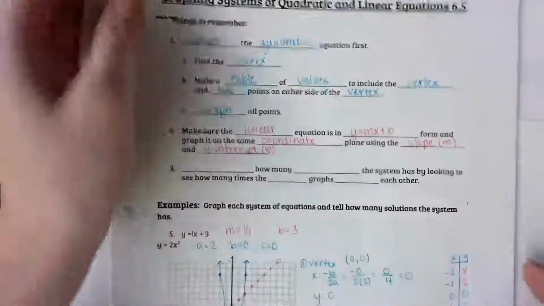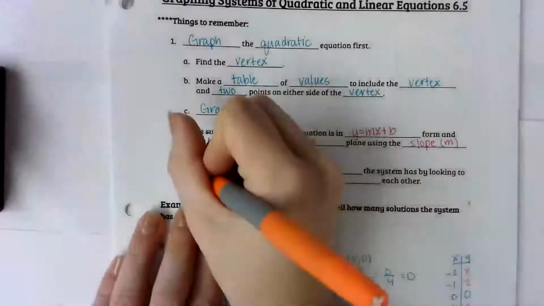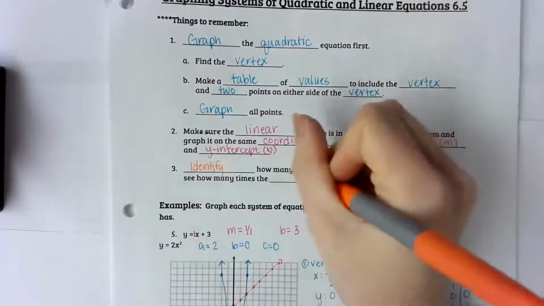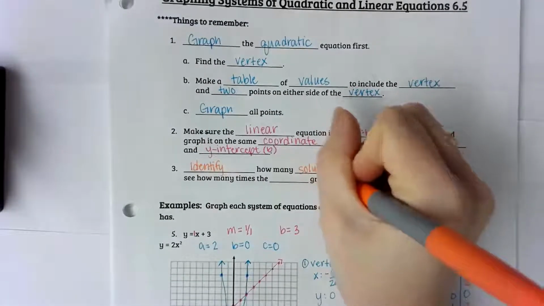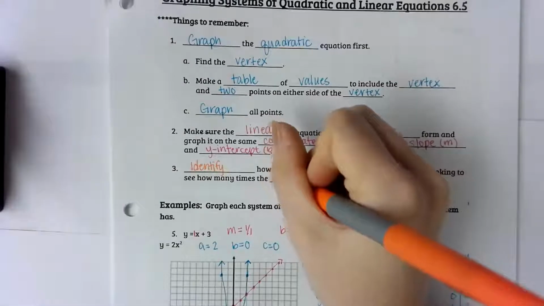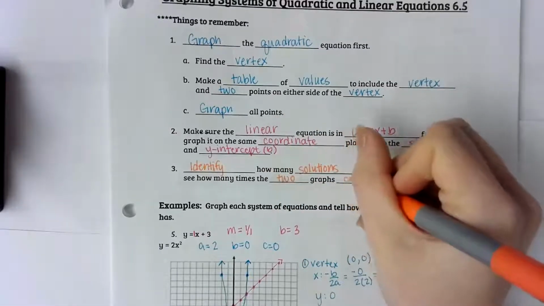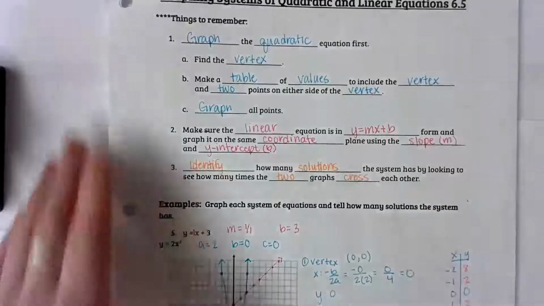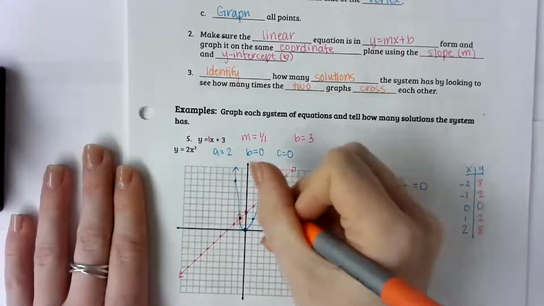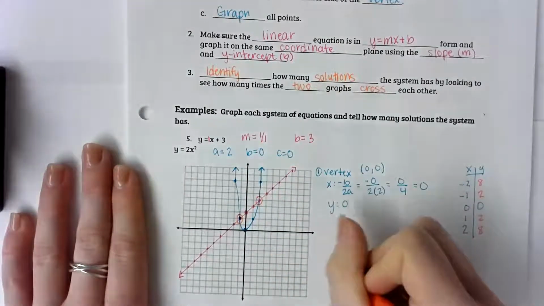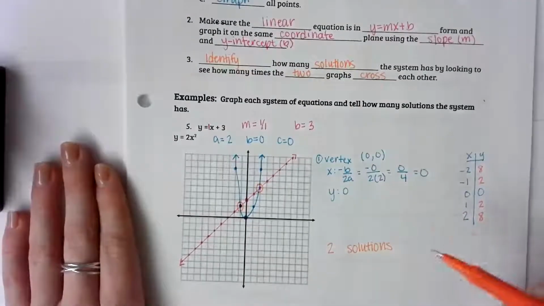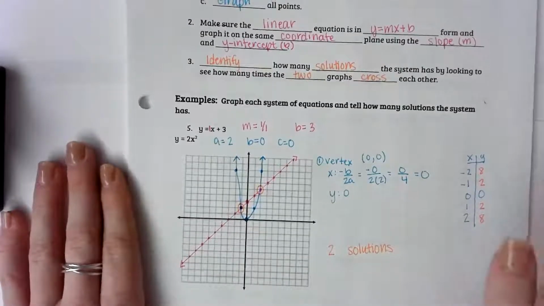Okay, then last thing that you are going to do is identify how many solutions your system has by looking to see how many times the two graphs cross each other. So if I'm looking down here, these cross right here and right here. So this has two solutions. So you can either have two solutions, one solution, or no solutions.